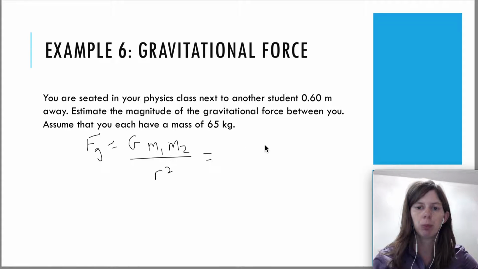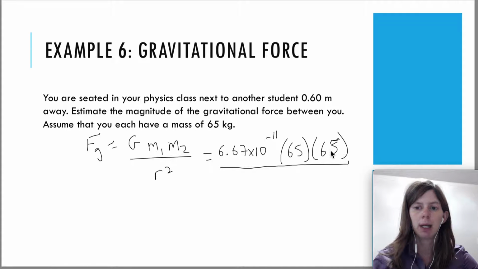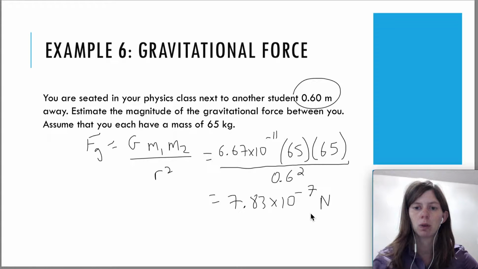So we're going to plug in the G, which is 6.67 times 10 to the negative 11, the m1, which is 65 kilograms, and the m2, which is also 65 kilograms. And then we're going to divide by r squared, the distance between the two objects. It's supposed to be between the centers, but this is the best distance that we have, so 0.6 squared. Plug it into your calculator, and we're going to get 7.83 times 10 to the negative 7 newtons.